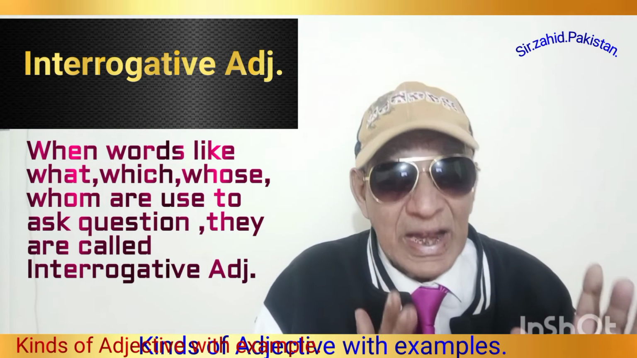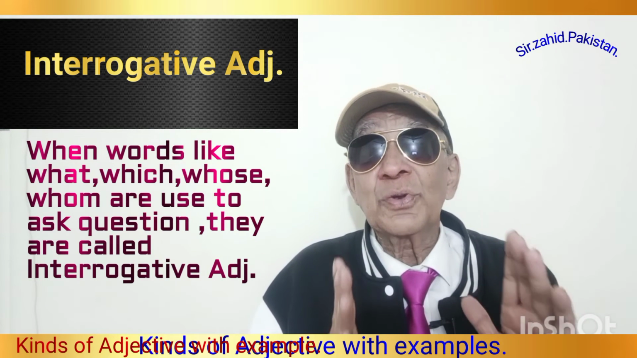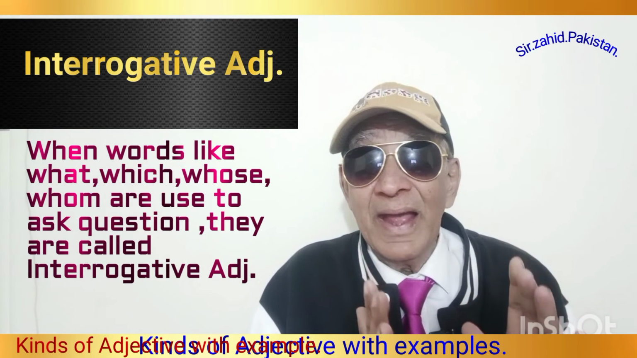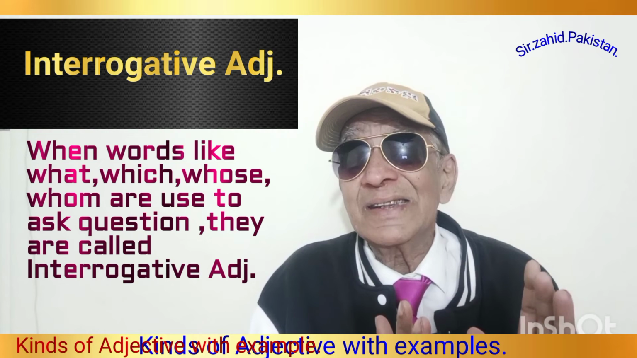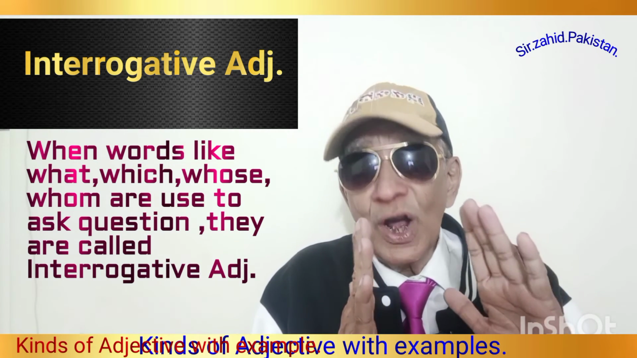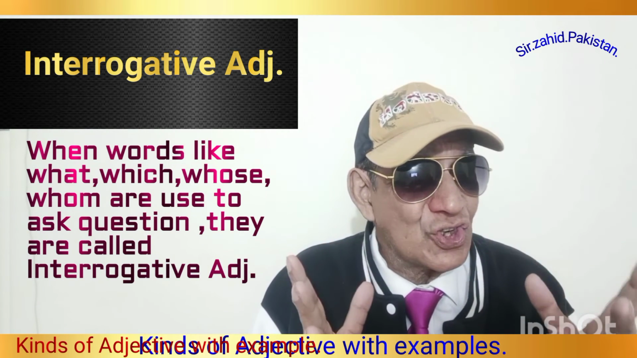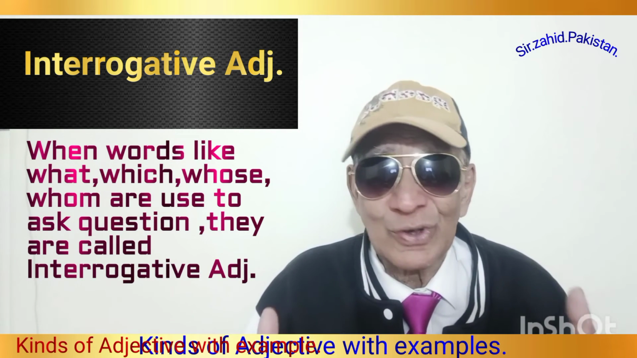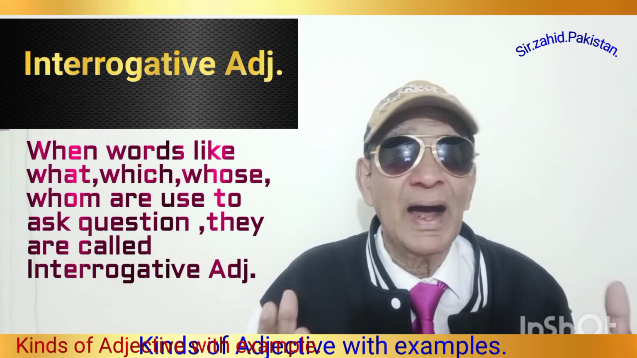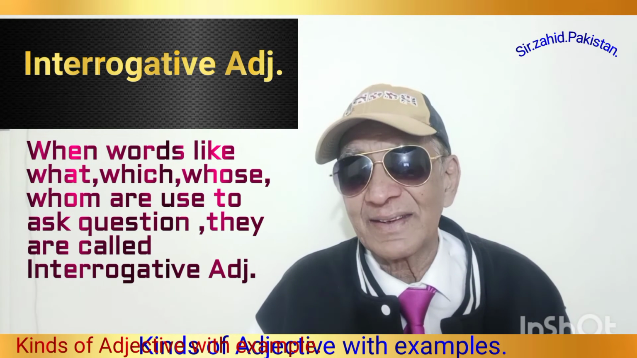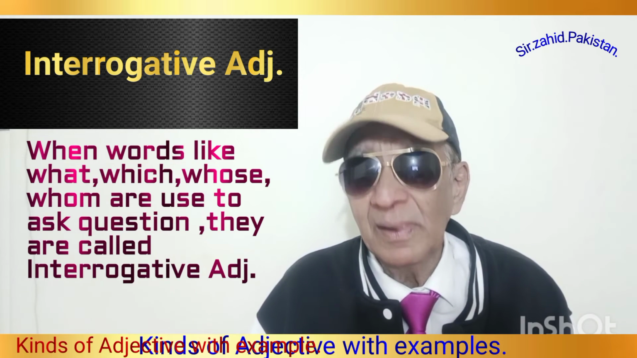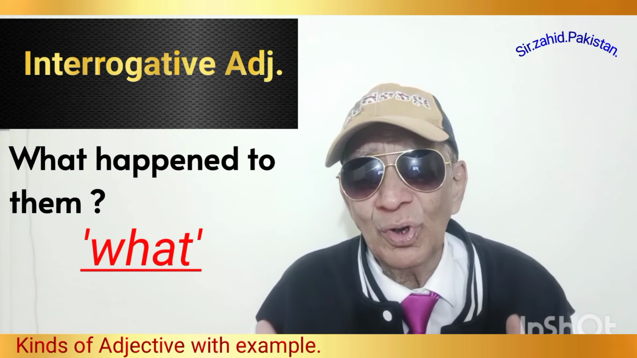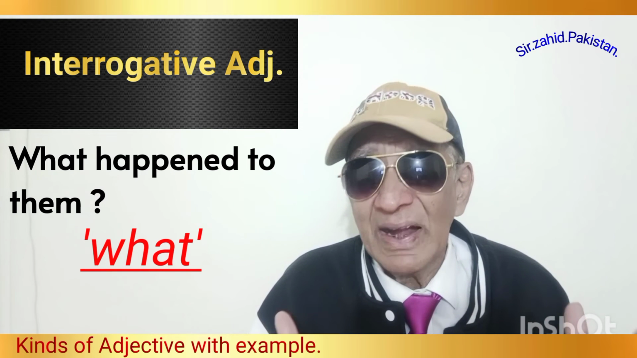Next, interrogative adjective. When words like what, which, where are used to ask a question, they are called interrogative adjectives. For example, what happened to them? The word what is an interrogative adjective.